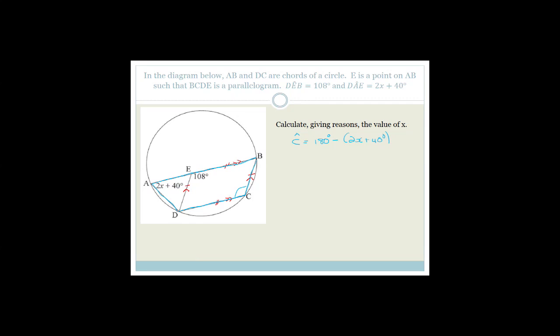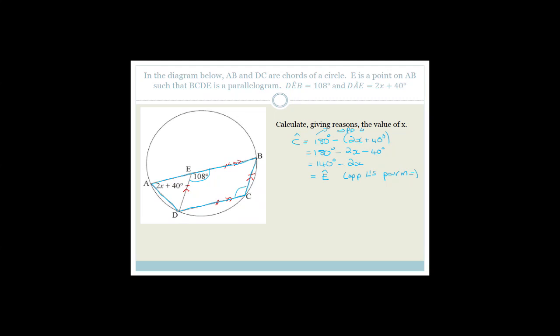Okay, so let's do that. So we've got C is equal to 180 minus (2x plus 40). Please remember to put your brackets in, otherwise you may mess up. What might happen is you might mess up your minuses and you might end up with the wrong number. So we need to write that like that. So that becomes 140 degrees minus 2x. Okay. Now that is equal to 108 degrees. But this is equal to angle E. Why? Opposite angles of a parallelogram are equal. And I forgot to put my reason in here. And what was that?